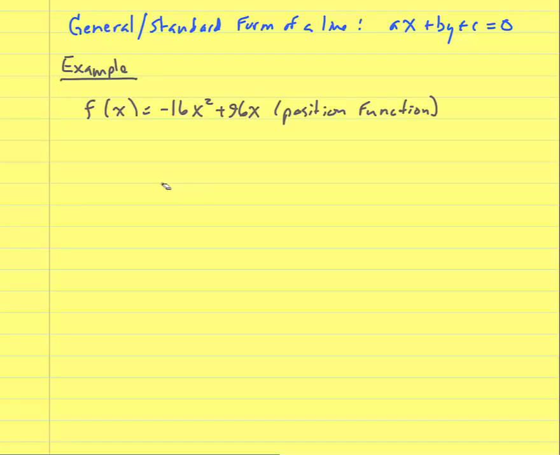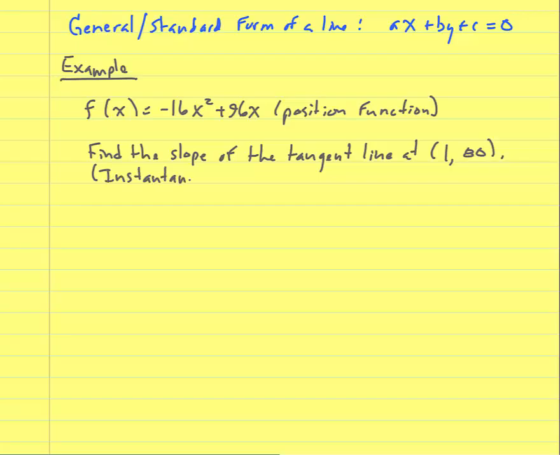We want to have a secant line. We could kind of talk about that if we wanted to, but more importantly, we want to find the slope of the tangent line at the point (1, 80). So x is 1, f of 1 is 80. Now this would be the same as finding the instantaneous rate of change. And again, ROC is rate of change at (1, 80). Now this is not an interval, this is an ordered pair.